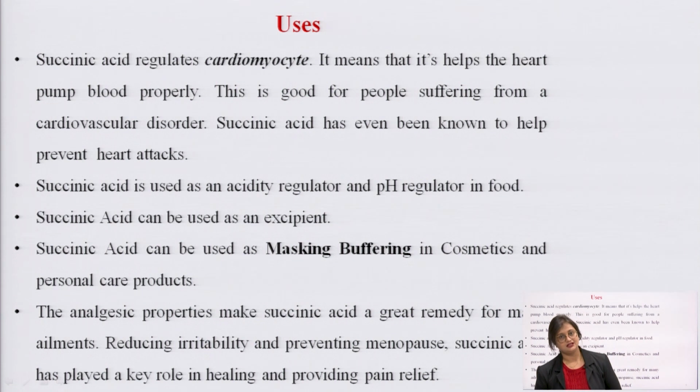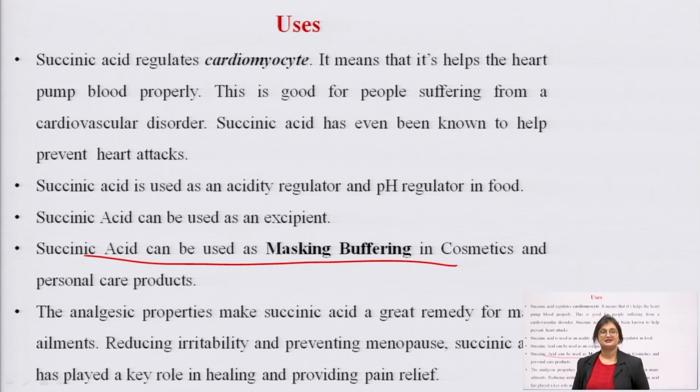Next, succinic acid is used as an acidity regulator and as a pH regulator in the food industry. So, apart from its medicinal use, succinic acid is also used as a pH regulator and acidity regulator in the food industry. Succinic acid can also be used as a masking or buffering agent in cosmetics and personal care products.